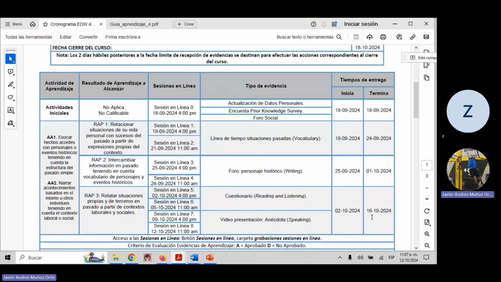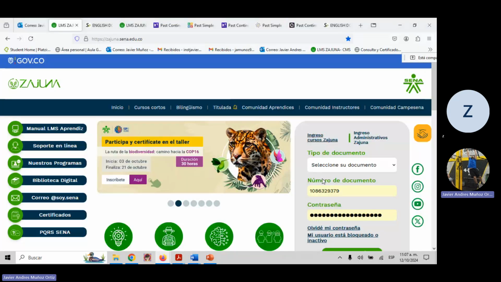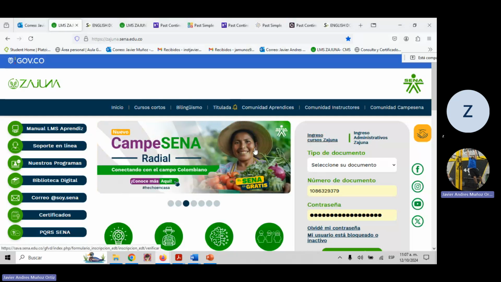According to the schedule, we have until the 16th of October to present this activity along with the other three activities: línea de tiempo, foro personaje histórico, and cuestionario. But before, as we have done before, I want to remind you that because we are almost finished with this level, we have only 1 week left, a little less than 1 week.